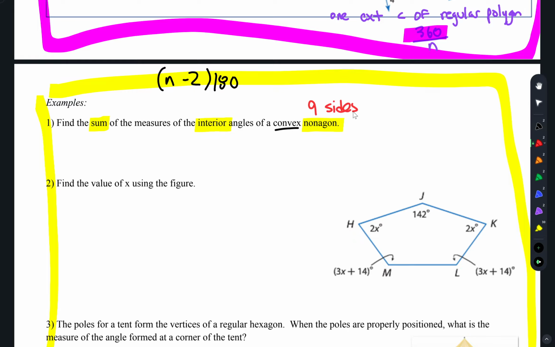I'm going to use my formula, or you can draw out a nonagon. I don't know why you would be crazy enough to draw out a nonagon. Maybe you really like drawing nonagons. I don't know. But I would take my formula and go 9 minus 2 times 180, which is 7 times 180, aka 1260. Where are my notes? I believe it's 1260. Yes.